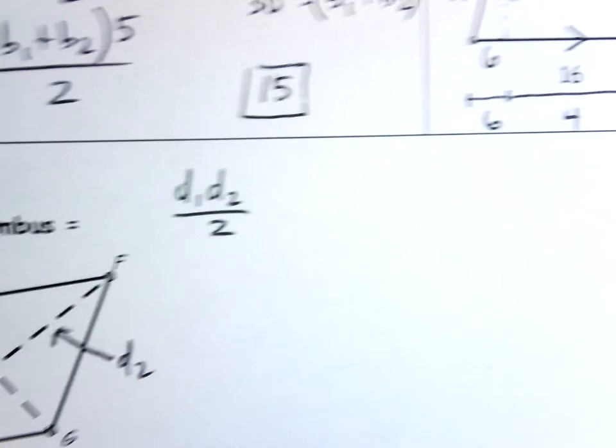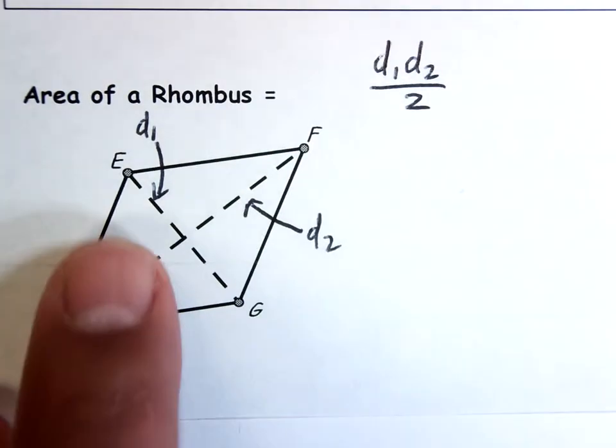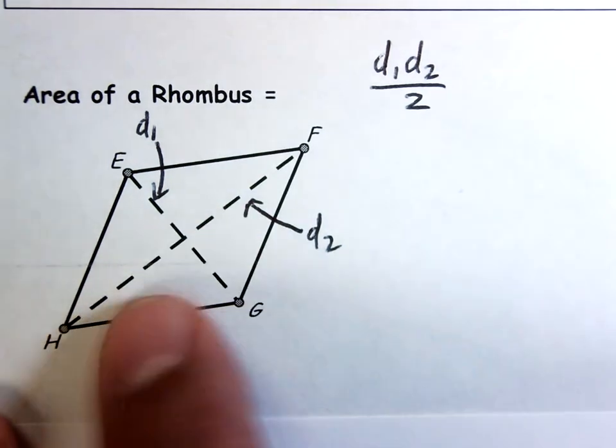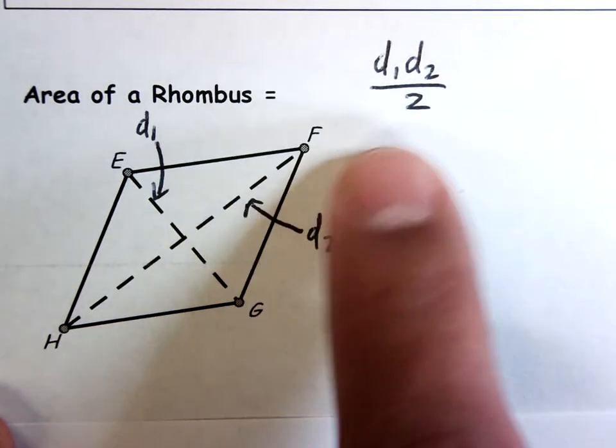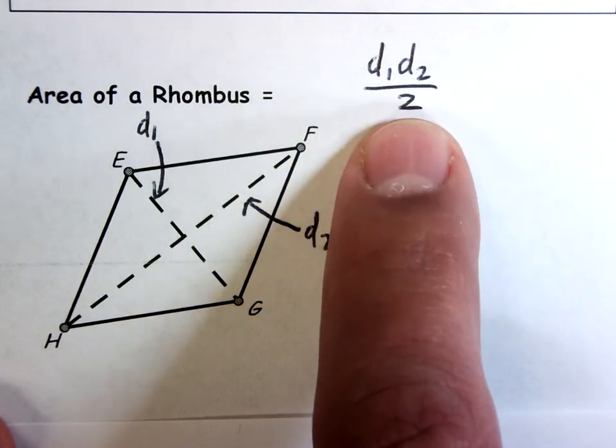All right, rhombus. How do you find area of a rhombus? Pretty straightforward. You just find your two diagonals. So let's just call this diagonal 1 right here. Call this one diagonal 2. You multiply them together and divide by 2. So D1 times D2 divided by 2. Area of rhombus, pretty straightforward.